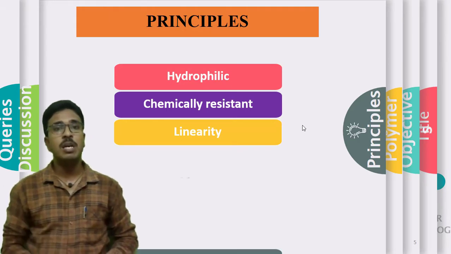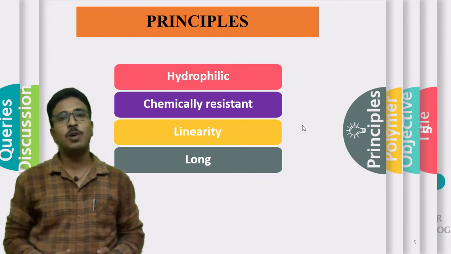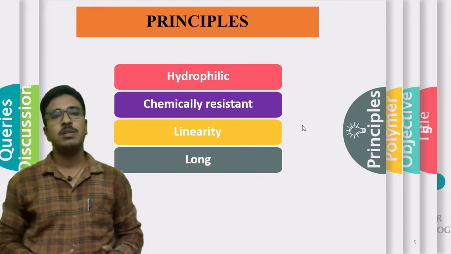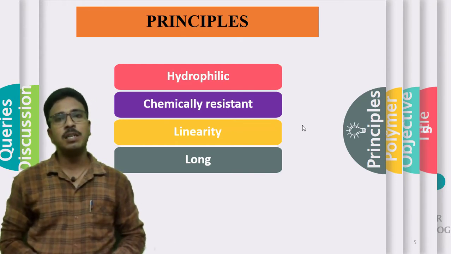Understand? This is about linear. The next important property is long. That is, the length of the polymer chain should be long. So this primarily decides the strength of a particular polymer.